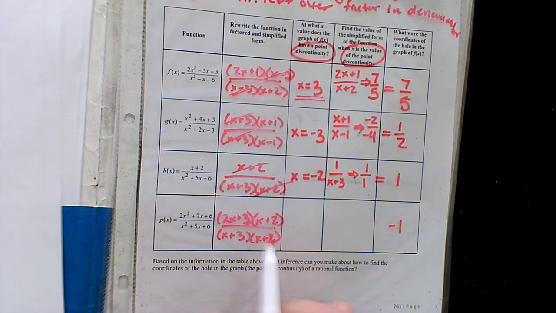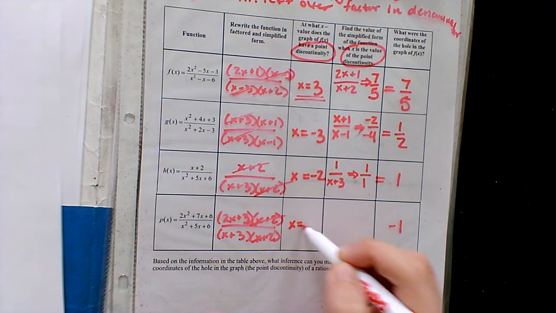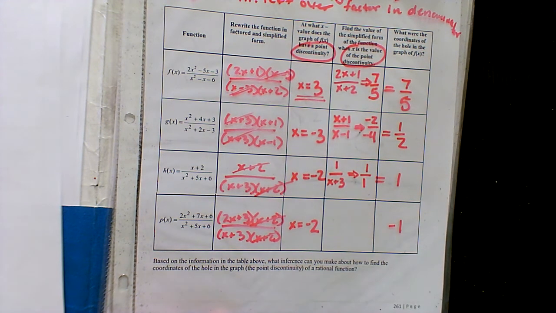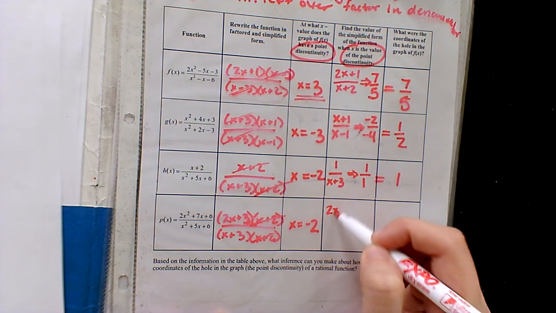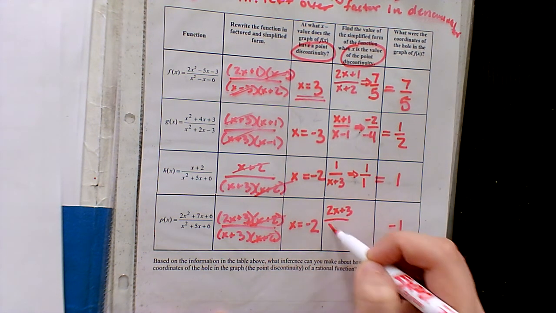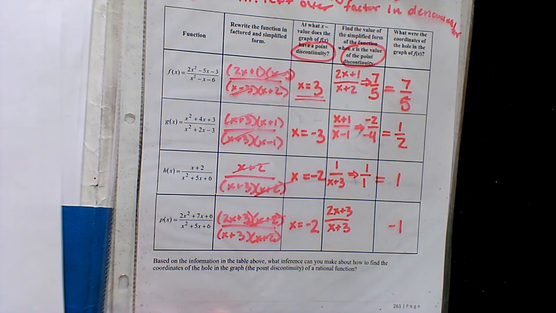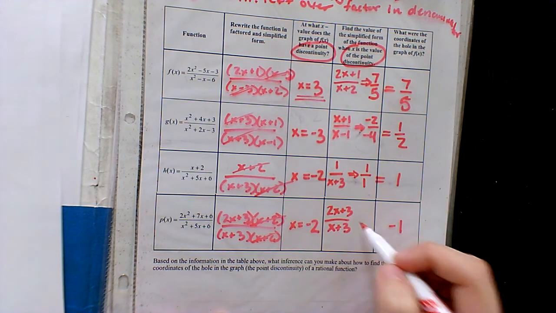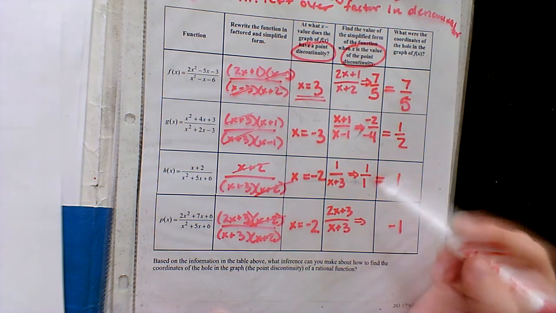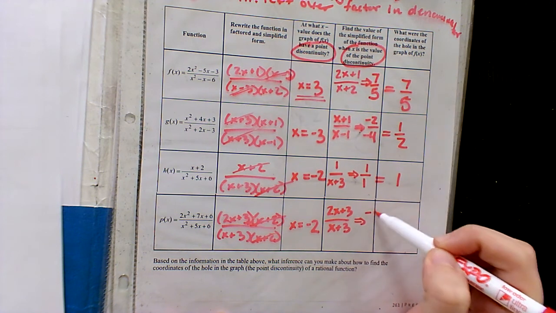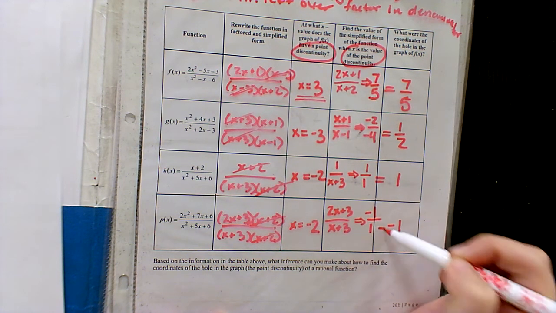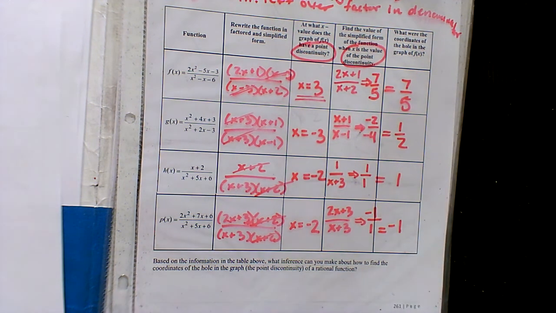So for our last one, looking at it, the x plus 2's would cancel out. So -2 is the location of our hole. Our leftover factors, 2x plus 3 over x plus 3. And if we plug in -2, we'll get -1 over 1, which is -1. So it looks like this characteristic is solid, okay, for every single function that we have.